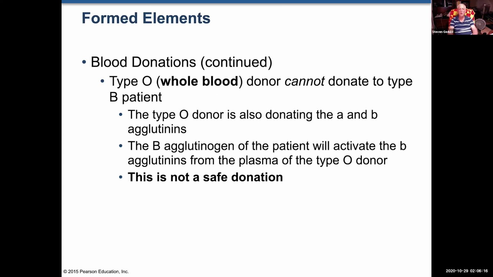All right, type O whole blood, like we just talked about. You cannot donate to a B patient. Type O packed cells, you can. Type O whole blood, you cannot, because with type O whole blood, from a type O patient, you have anti-A and anti-B antibodies in the plasma. So you have a type B patient, you're giving them, along with the type O blood, anti-A and anti-B antibodies. The anti-B antibodies are going to find the B surface antigens and agglutinate it. So that is not a safe donation.